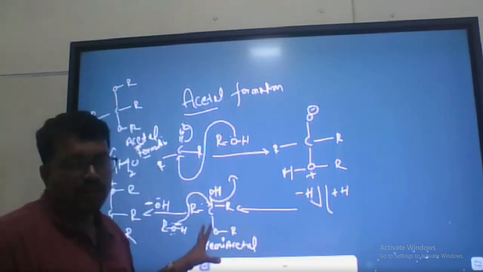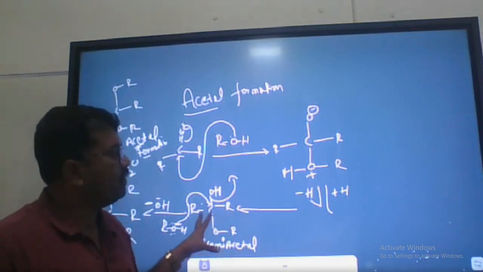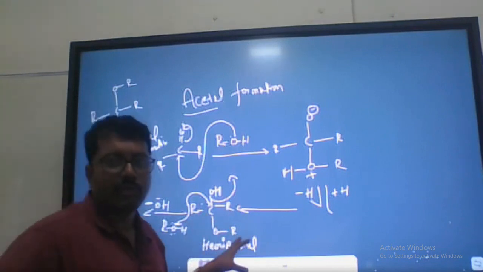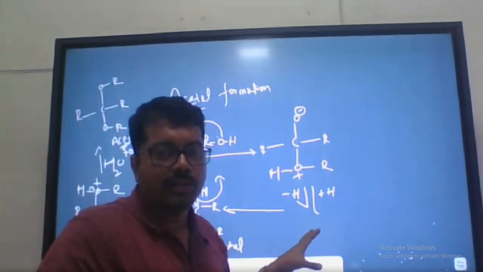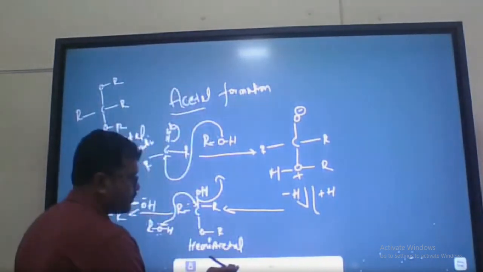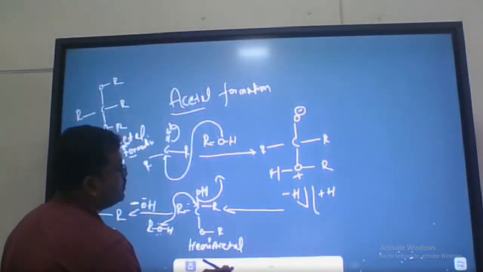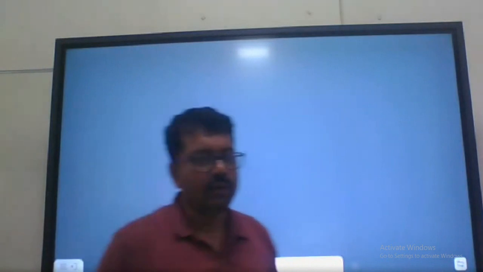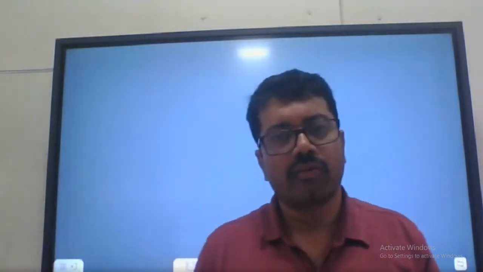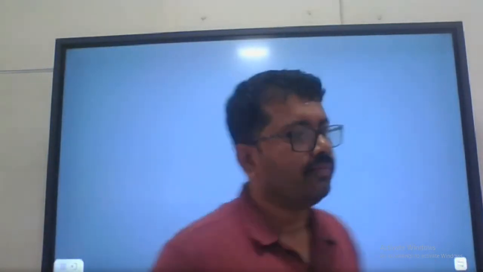This is actually the formation of acetal. This is the formation of acetal step. So this is actually the acetal formation mechanism.